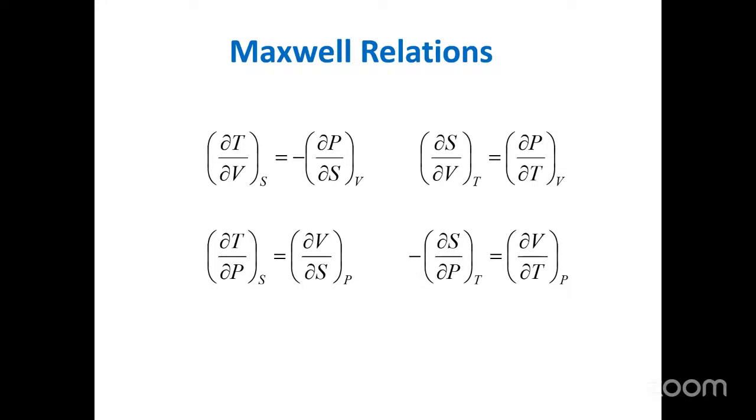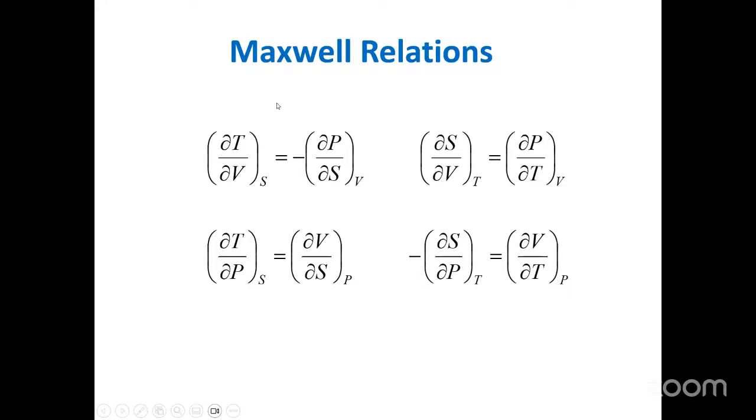ఓకే, నేను చదువుతాను. ఇక్కడ మనకు ఈ S అనేది క్వాంటిటీగా తీసుకుంటాం. సో dou T by dou V suffix S is equal to minus of dou P by dou S suffix V. ఇది గమనించండి, మళ్ళీ నేను క్వశ్చన్ అడుగుతాను: dou S by dou V suffix T, dou P by dou T suffix V.